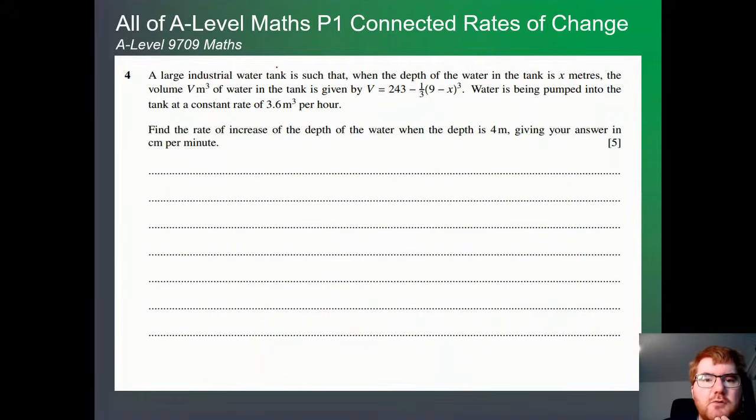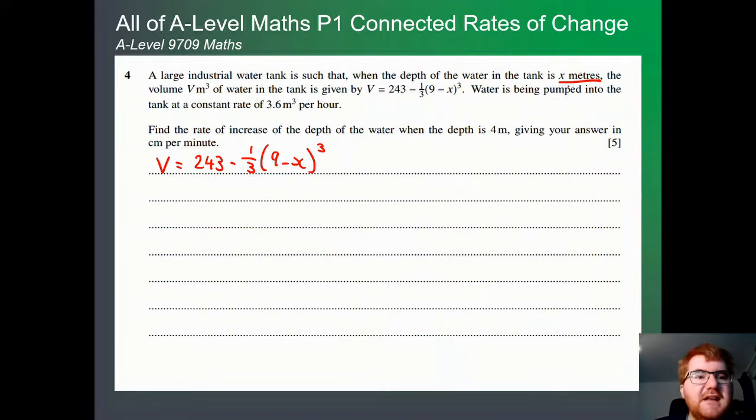So a large industrial water tank is such that when the depth of the water is x meters, so we're using x for depth here, the volume is equal to this formula. So let's write that down. So we have V equals 243 minus a third, 9 minus x all cubed.